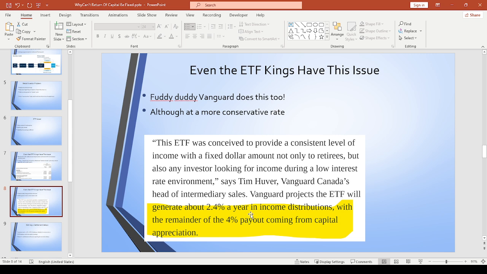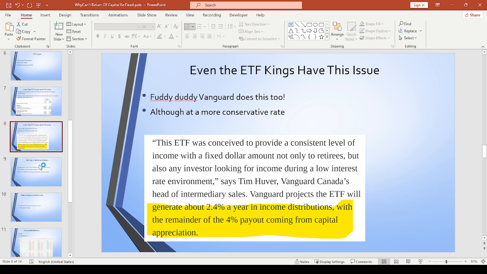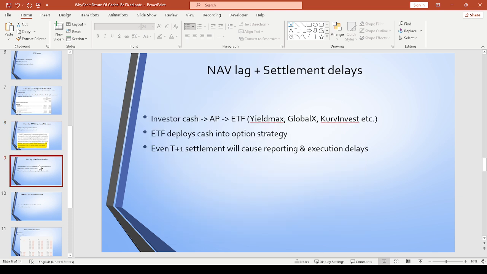So this is part of the issue where even a really conservative outfit like Vanguard has to resort to return of capital to meet investor demand. And then there's also the net asset value. This is a term that Jay brought up in one of his previous interviews. So it's actually not always so-called NAV erosion. This is actually a net asset value lag, and this is caused by settlement delays.